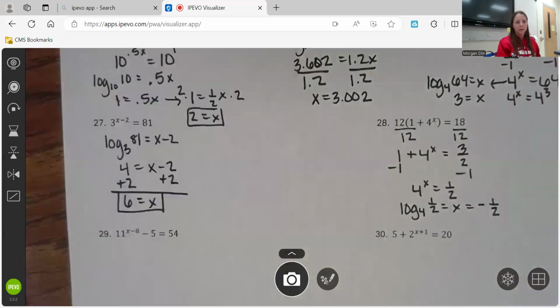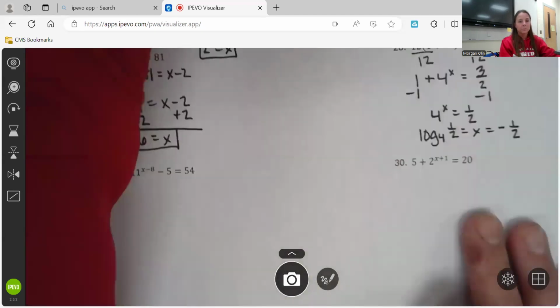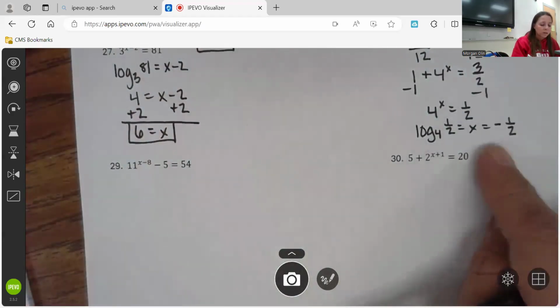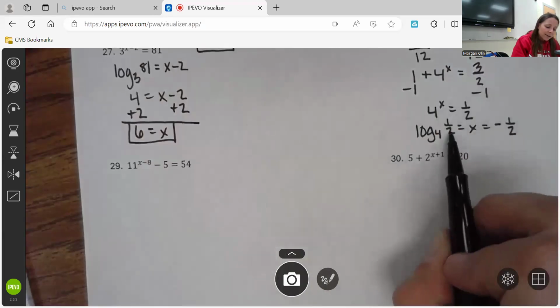All right, now let's keep going. Okay, and it's okay for logs to equal negative numbers. Okay, I will tell you this. It is not okay to have a negative beside of a log right here.